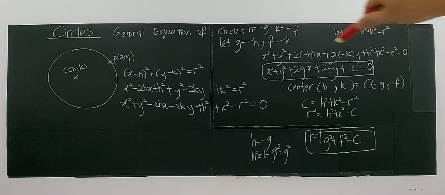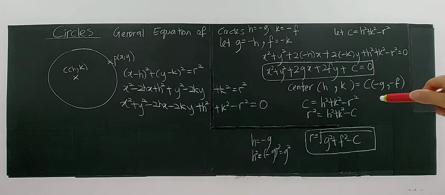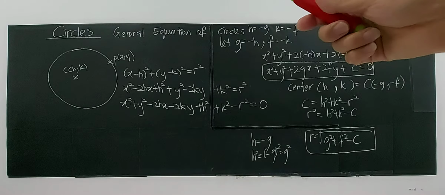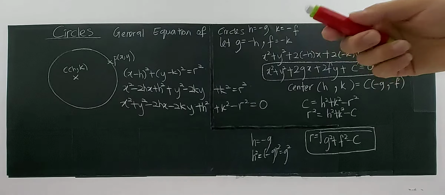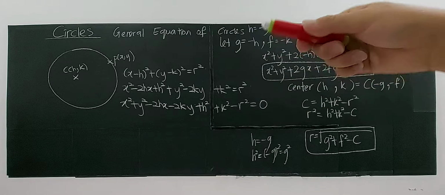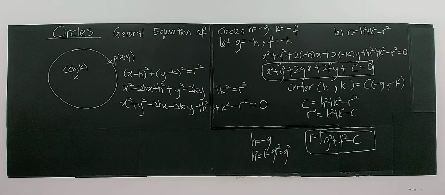From the general equation of the circle, you also can get the center of the circle and the radius of the circle by using this formula, right? Okay, I will give some examples to show you how to use this general equation formula to find the center and the radius of a circle.